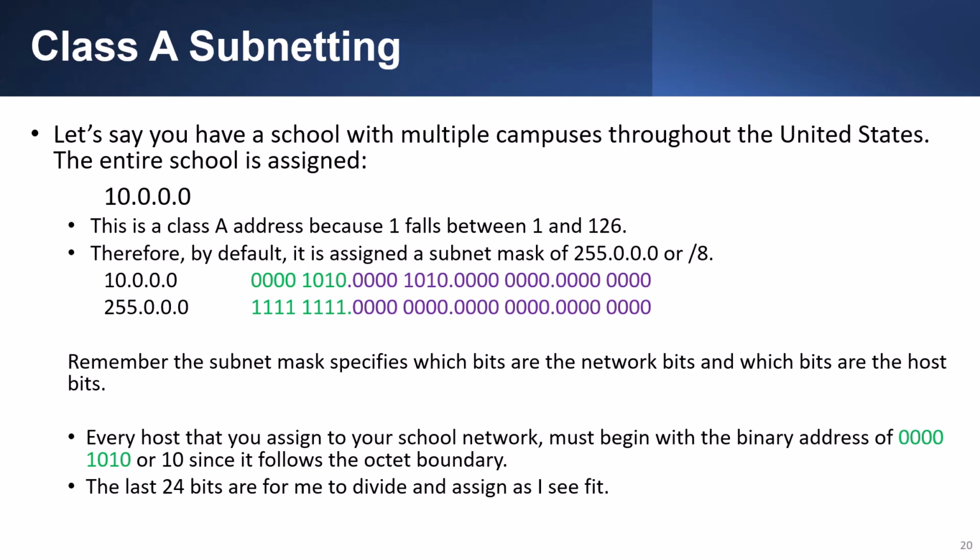Again, the subnet mask specifies which bits are the network bits and which bits are the host bits. Every host that you assign to your school network must begin with the binary address of 00001010, or 10, since it follows the octet boundary. The last 24 bits are for me to divide and assign as I see fit.